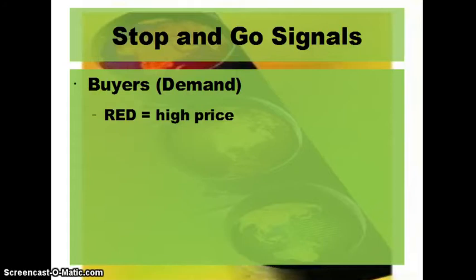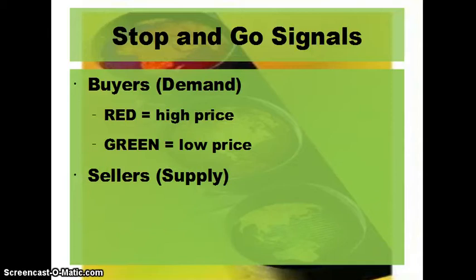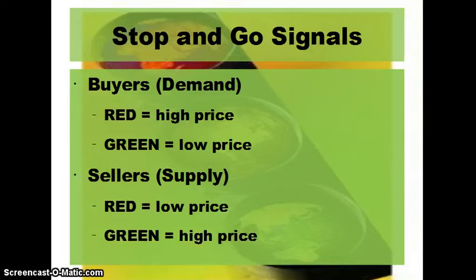If you're a buyer, which is on the demand side, then when you see a high price, that's red to you. You're like, whoa, I'm going to stop here. I'm not going to buy this product. A low price is green. If you are a seller, it's the opposite way around. If you see a low price, then it's the red light. If you see a high price, it's green. You want to sell more.